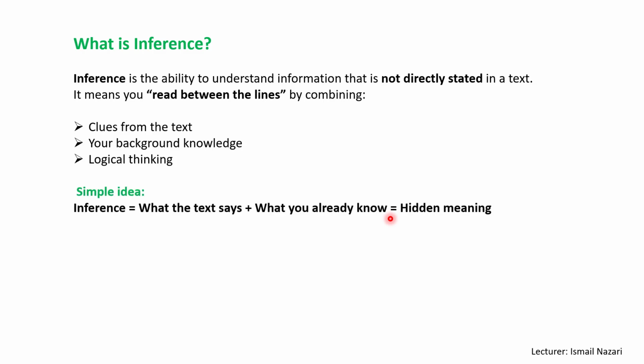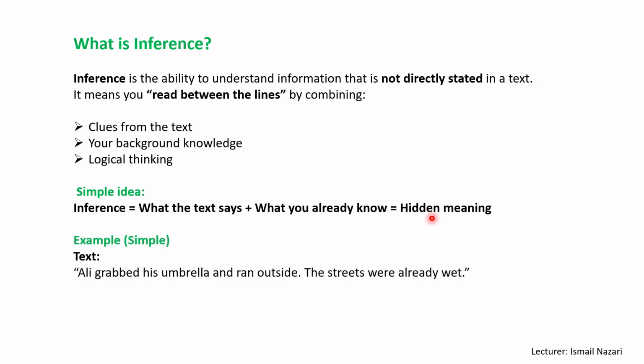So, in simple words, inference is a combination of these things: what the text says, plus what you already know, and then what's the hidden meaning, or that hidden message which the writer wants to convey. So that's what we have as the inference. The inference is a combination of these points: what the text says, what we already know, we'll use the clues, and then we'll find out the hidden meaning using our logical reasoning. Let's get into the example.